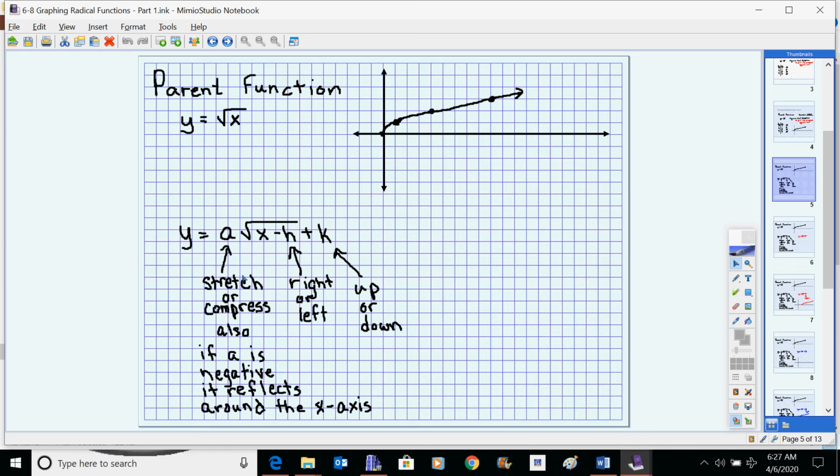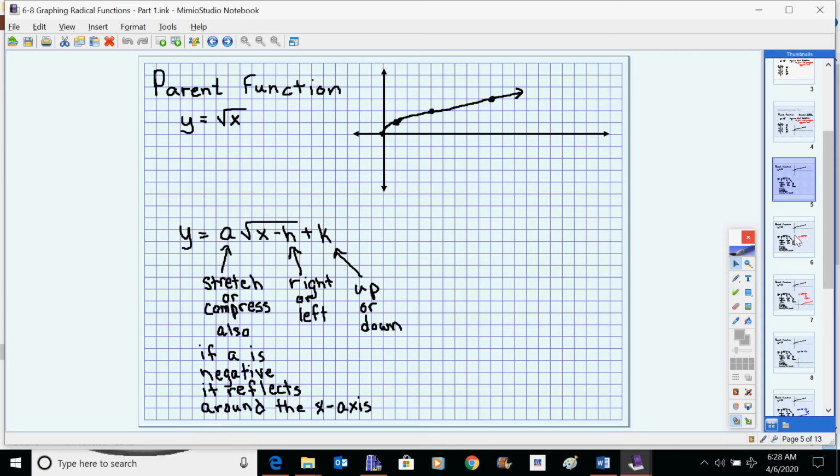Here's our parent function. Here are our rules. Notice we're back to h and k again. This would be x minus h, and k. This number right here is going to tell you if it stretches or compresses, exactly the same thing we did before. It also tells us if it reflects around the x-axis before you get going on any of the other things. There are a few ways to handle a stretch or a compression. But let's just start with some of the simpler ones.